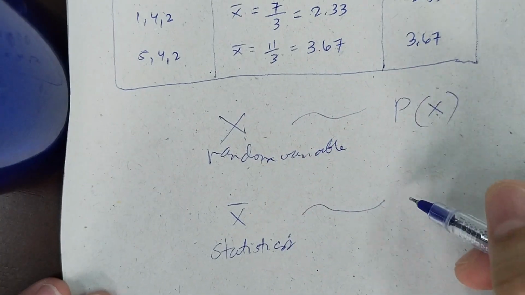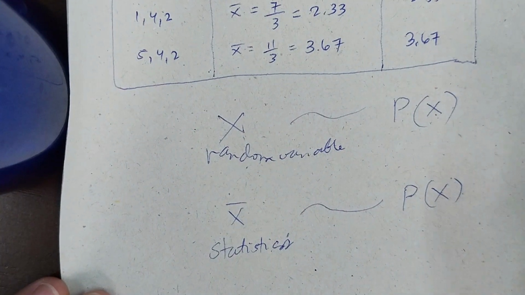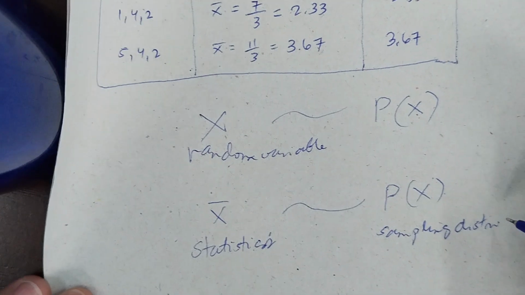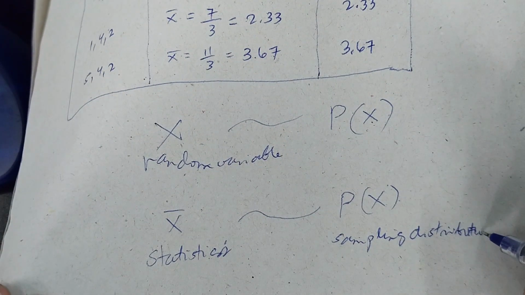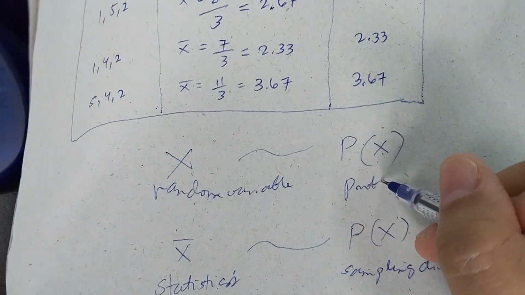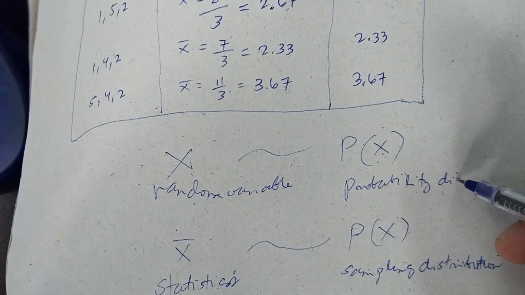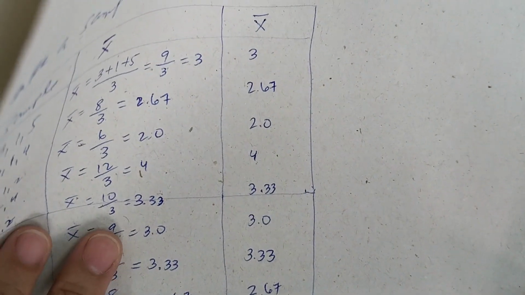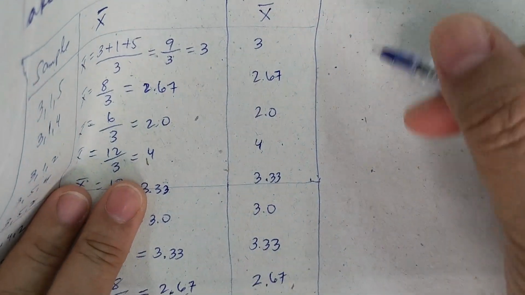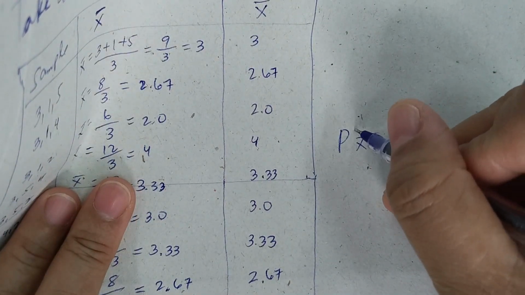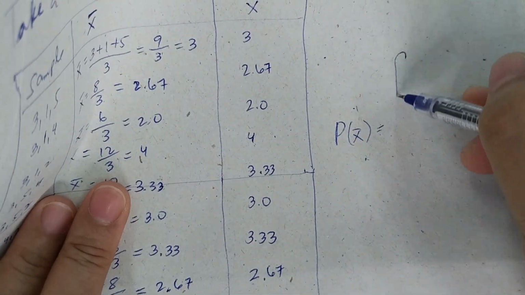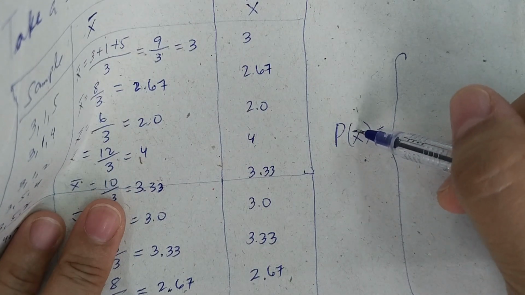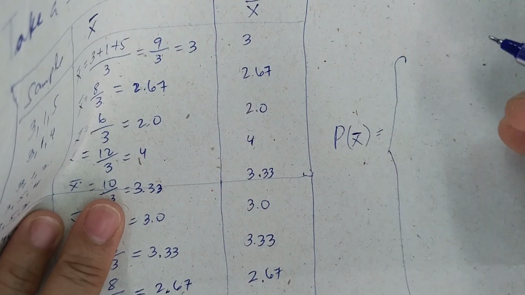So, meron din siyang probability distribution. Ang tawag sa kanyang probability distribution is the sampling distribution of X bar. Okay? Now, saan ang sampling distribution ito? Let's make use of the value of our X bar. The probability of X bar is the sampling distribution, or the probability distribution of your sample mean. We call this the sampling distribution of the sample mean also.